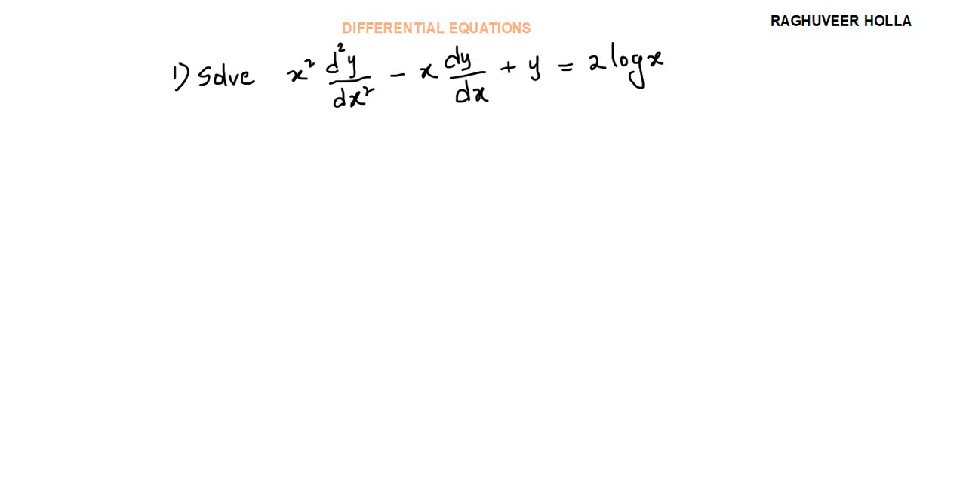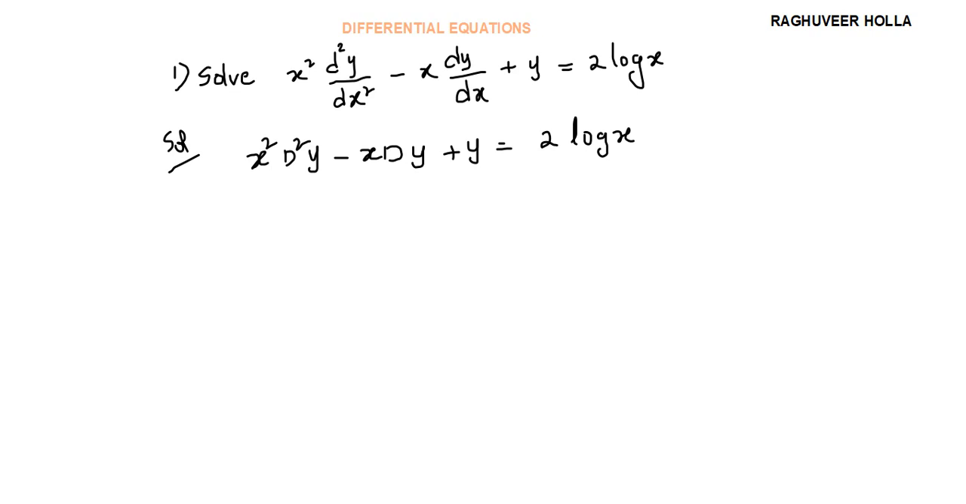Let us try to solve this problem here. What we have is Cauchy's linear differential equation. Now we can write this as x square d square y minus xd y plus y, which is equal to 2 log x. Now let us try to solve this further.